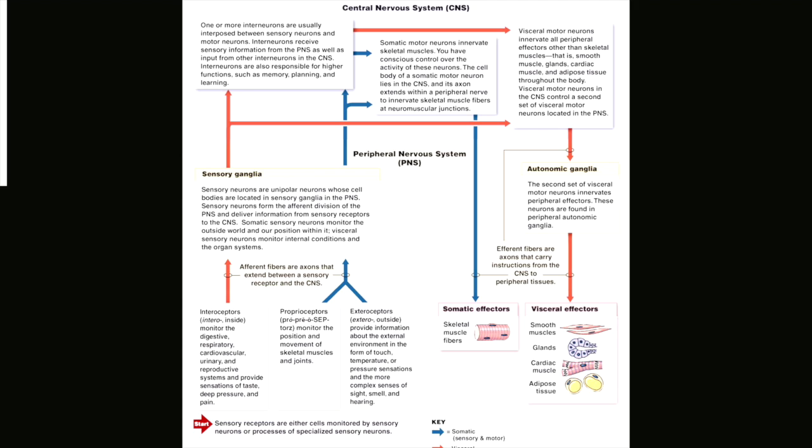Alright, and this shows how everything works together. The sensory receptors are going to send information through the sensory division to the central nervous system for processing. Then information goes out through the somatic and autonomic nervous system to the muscles. Or in the case of autonomic, it's smooth muscles, glands, and cardiac muscle.